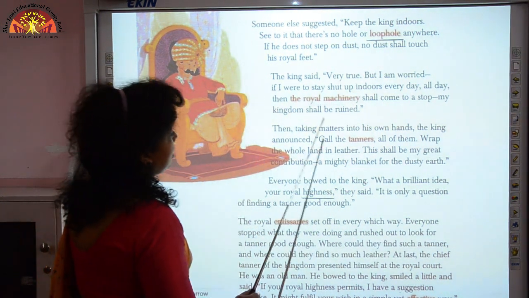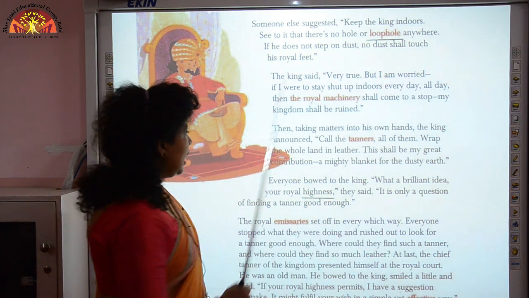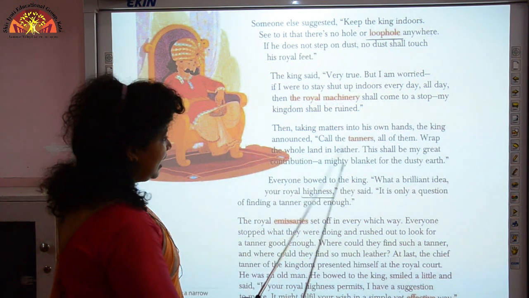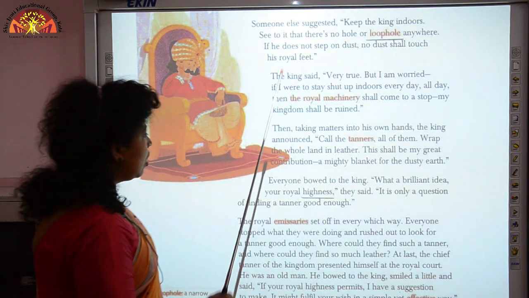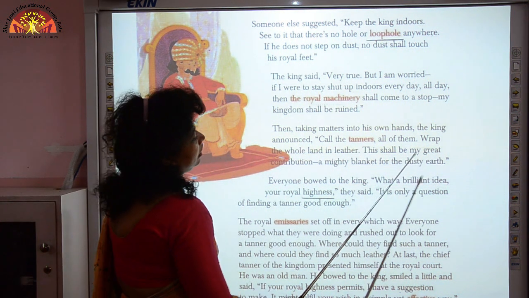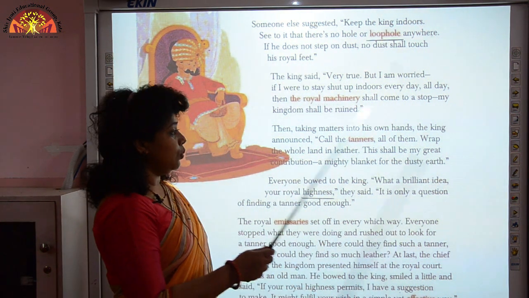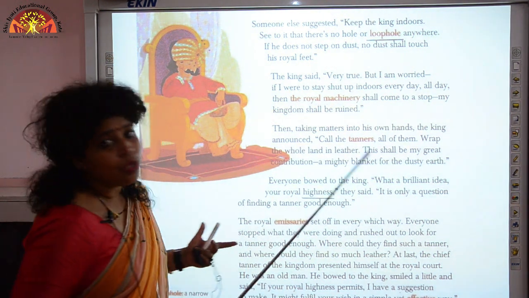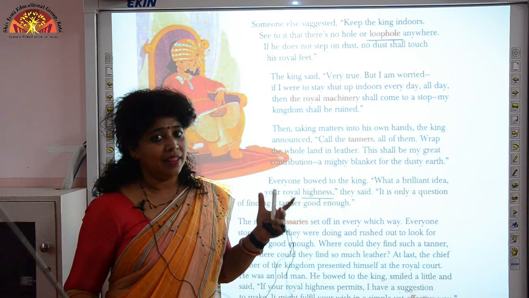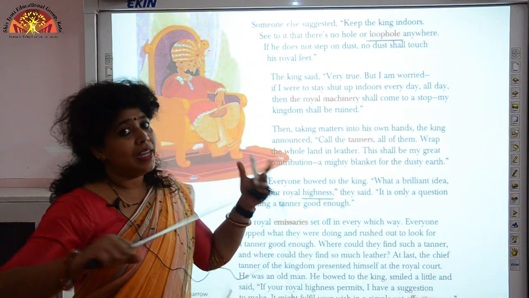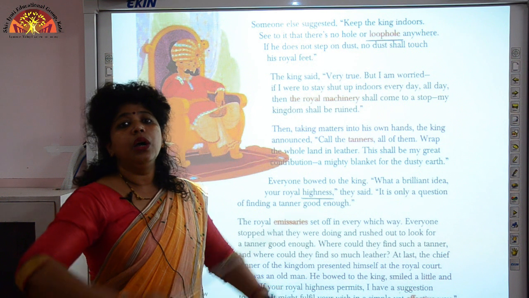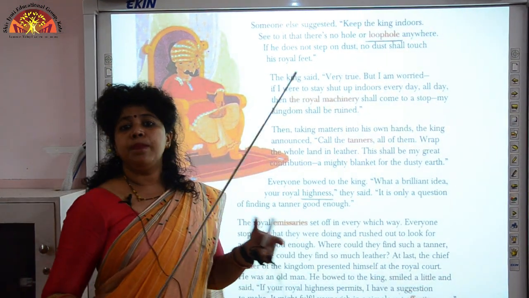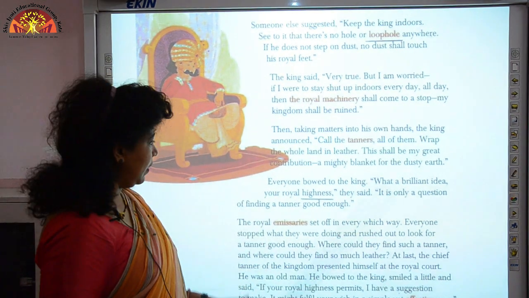Then taking matters into his own hands, the king announced, "Call the tanners, all of them. Wrap the whole land in leather. This shall be my great contribution, a mighty blanket for the dusty earth." So who are tanners? Tanners are people who work with leather. So what was the great suggestion made by the great king? He said to protect his feet from getting dirty, he would cover the whole earth with leather. So tanners, people who make leather, they were called.